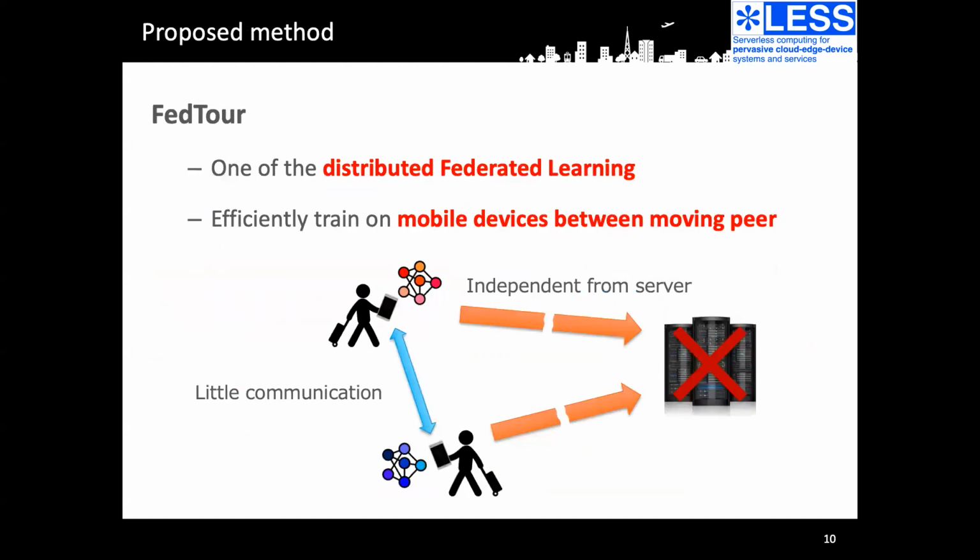We propose FedTour. FedTour is a distributed federated learning approach that enables moving mobile devices such as a tourist smartphone to efficiently train models. This method utilizes short range and few communication between devices, and does not use an aggregation server.